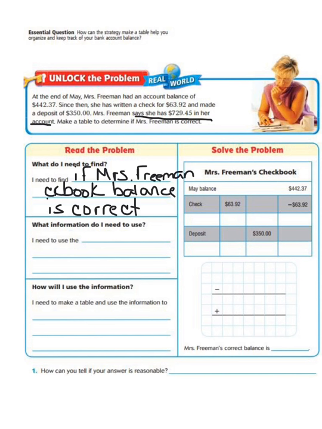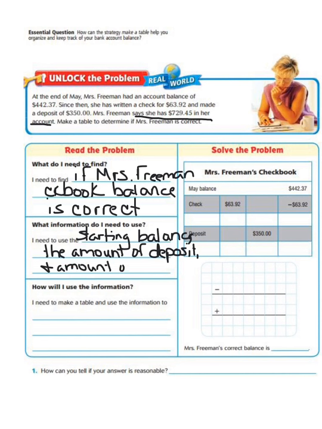Now, what information do I need to use? Well, I need to use the starting account balance, I'm sorry, that is an A, the amount of the deposit, and the amounts of the check. And if we go back up and we look, she had an account balance of $442.37. So we circle that. She has written a check for $63.92 and made a deposit of $350.